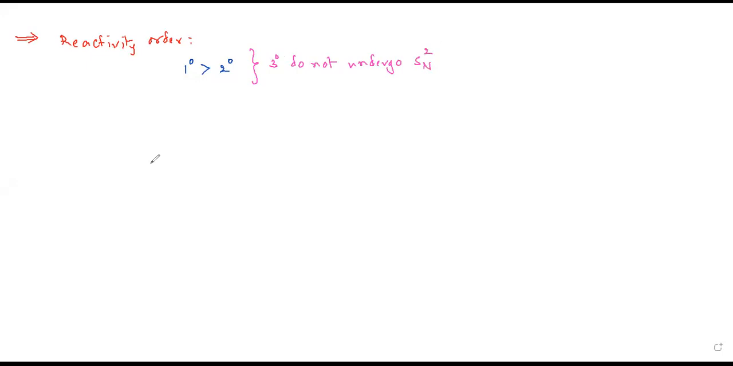So in simple terms, we can say 3 degree not suitable for SN2. Primary, we generally don't seriously consider for SN1 because primary carbocations are not that stable. In case of SN1, it is the stability of the carbocation that decides the reactivity order. Right? Here, it is the bulkiness which decides the reactivity order. Okay.